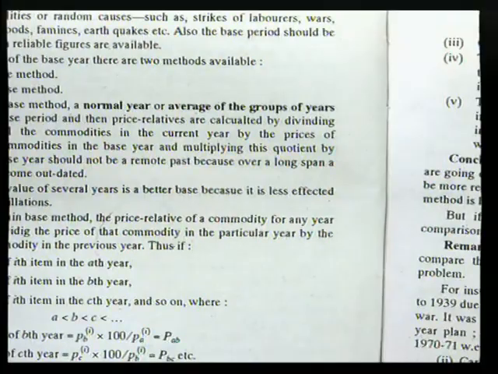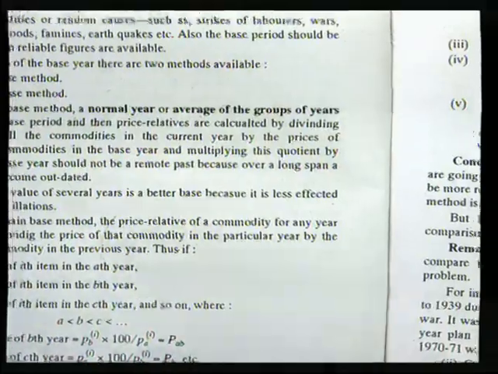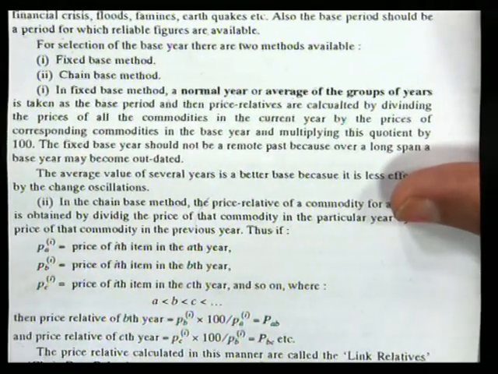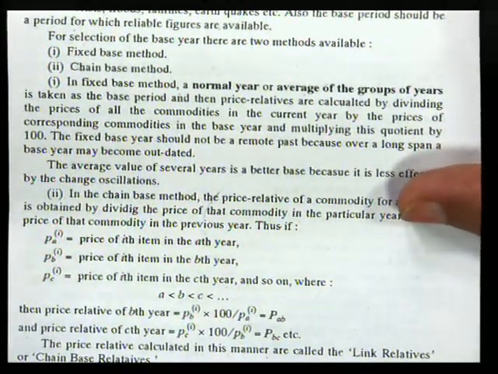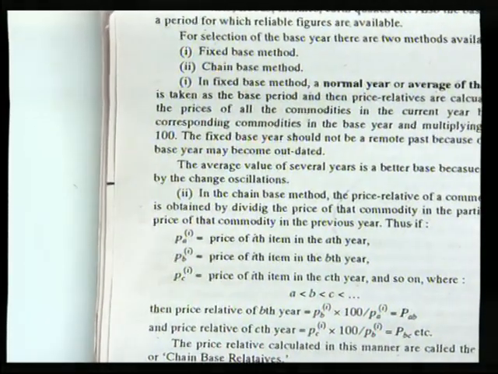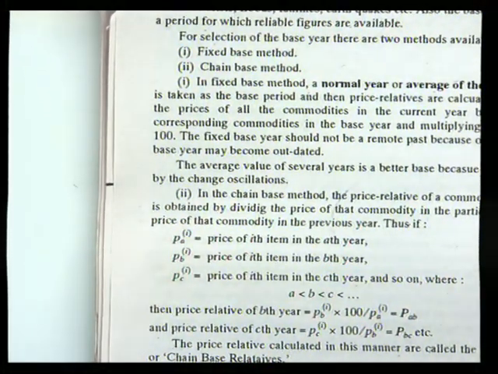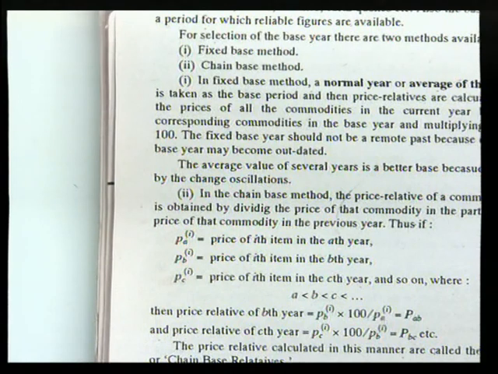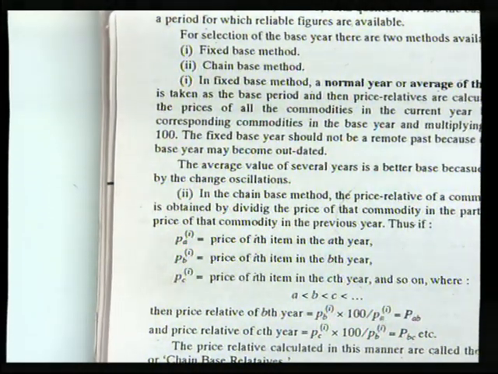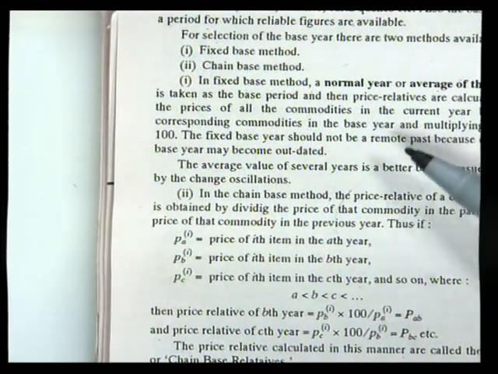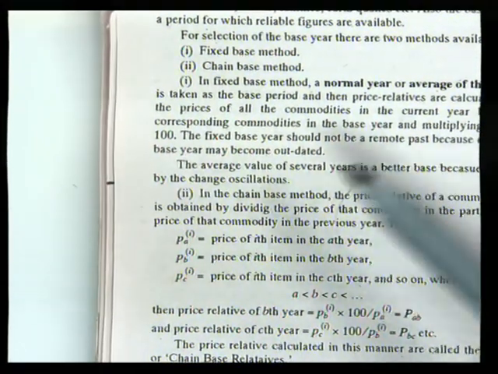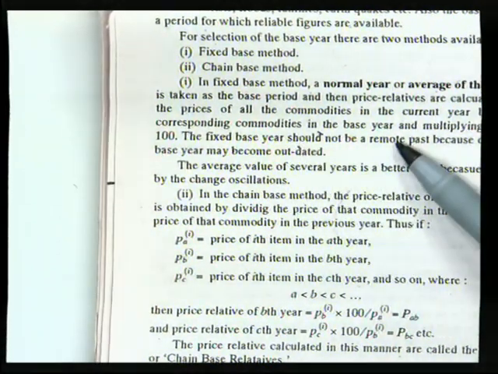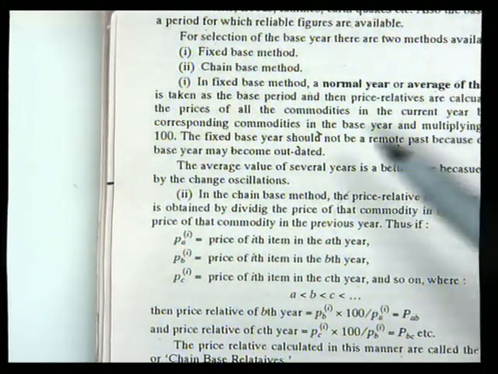We have seen some of them, and when we see the choice of base period, then for the selection of base year there are two methods available. One is fixed base method and second is chain base method. Let us see one by one. In fixed base method, a normal year or average of a group of years is taken as the base period, and then price relatives are calculated by dividing the prices of all the commodities in the current year by the prices of corresponding commodities in the base year, and we multiply this quotient by 100.